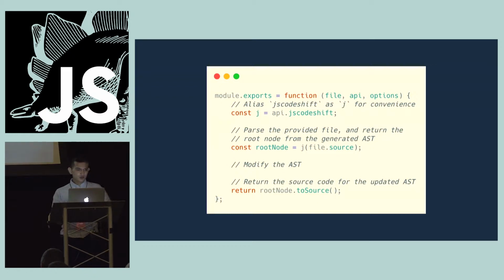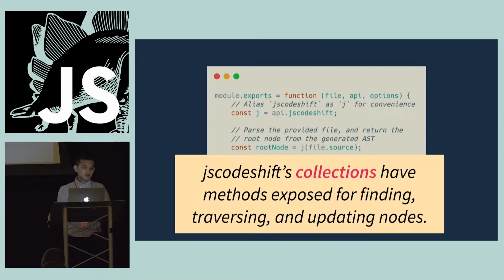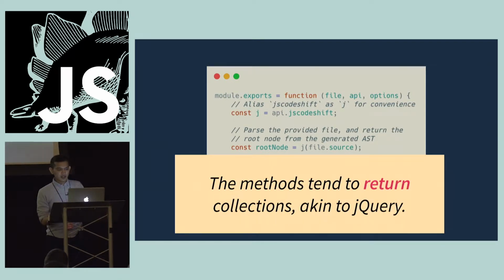So let's talk about this root node real quick. That root node variable, it's an example of a collection in JS CodeShift. These collections consist of Recast's path objects. So the path objects that we have from Recast, we group a bunch of them together, and then we have this collection in JS CodeShift. And those path objects, they're just the nodes in our abstract syntax tree. These collections are pretty great. JS CodeShift's collections have methods exposed for finding, traversing, and updating those nodes, and the API is extremely convenient. And it's convenient because these methods tend to return collections.